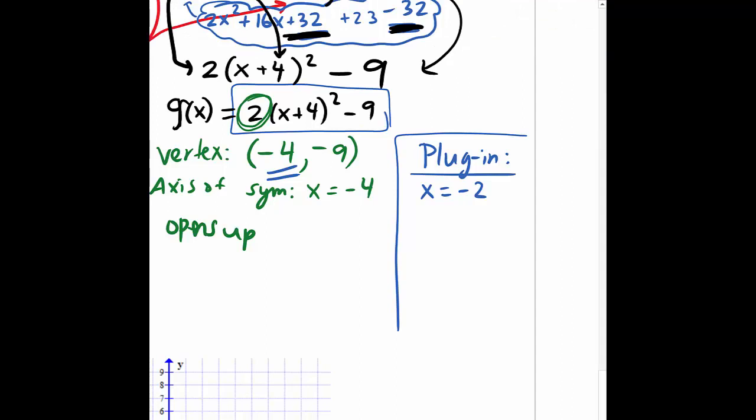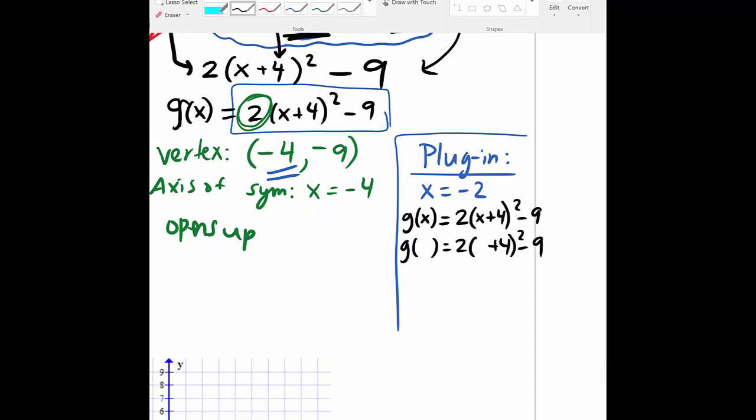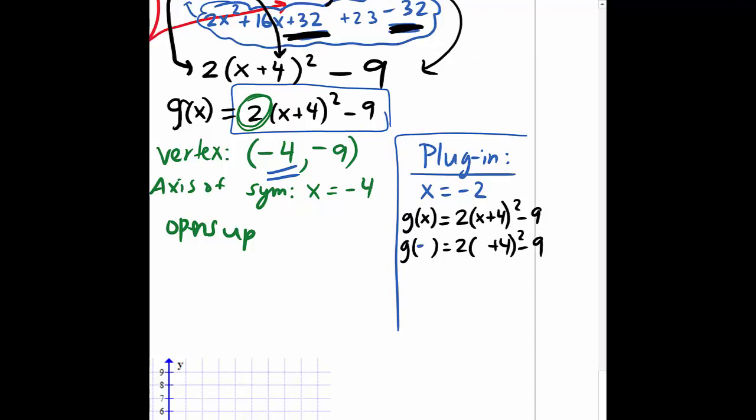Let me rewrite our function g of x. Once we had it in the nice form, it was 2 times x plus 4 squared minus 9. But I'm replacing my x's with negative 2. Negative 2, negative 2. And of course, when you simplify the right side of this, you want to use order of operations. So better focus on what's in parentheses first.